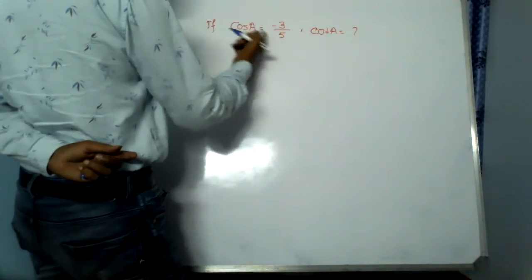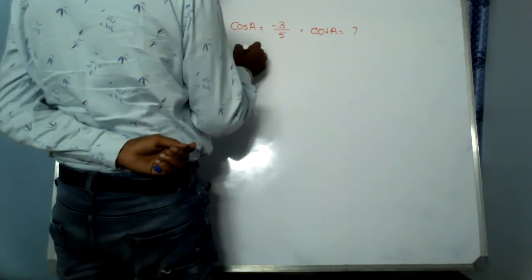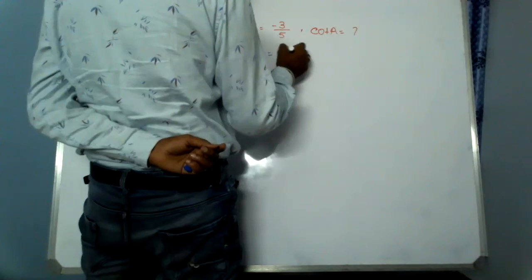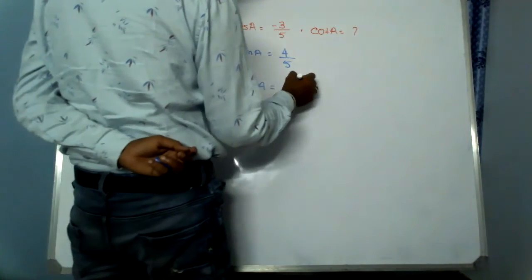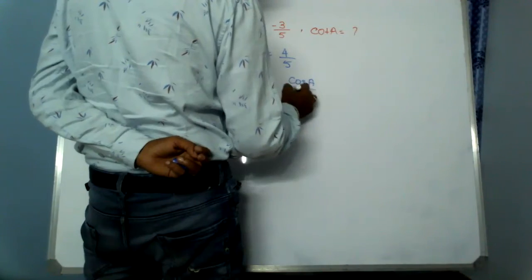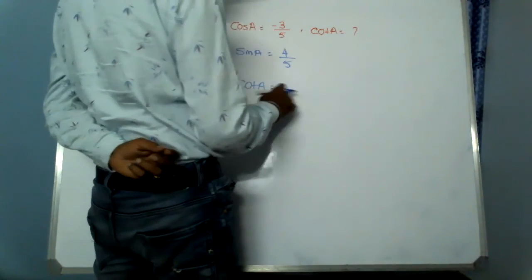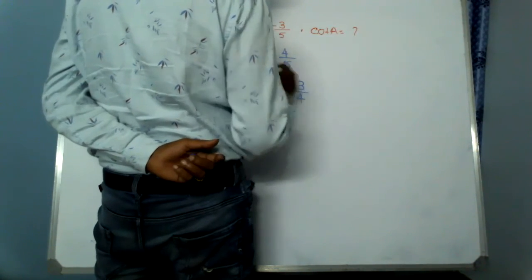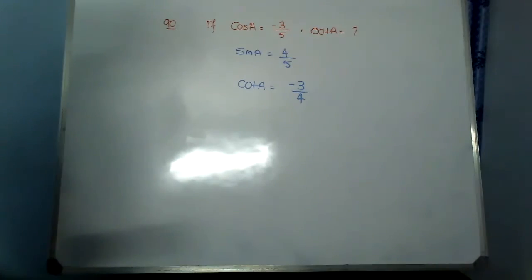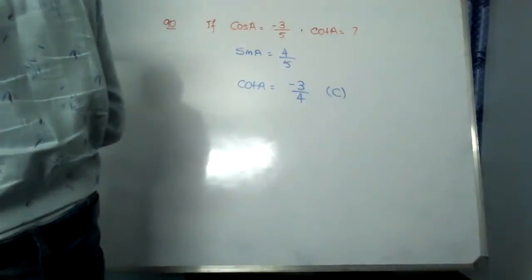What I can do is this is adjacent, this is hypotenuse. So if I try to find my base, I'll get 4. So I get sine A equal to 4 by 5. Cot A is cos A by sine A, or not even that is required. Cot A is nothing but minus 3 by 4, adjacent by opposite. Is there such an option, minus 3 by 4? That's your option C, so that is the right answer here.